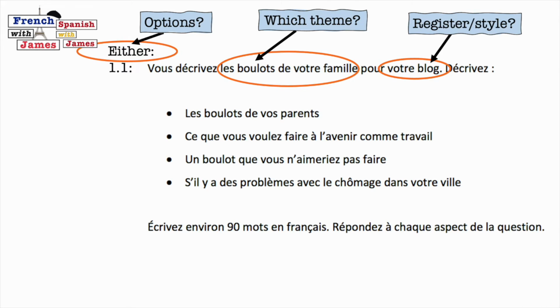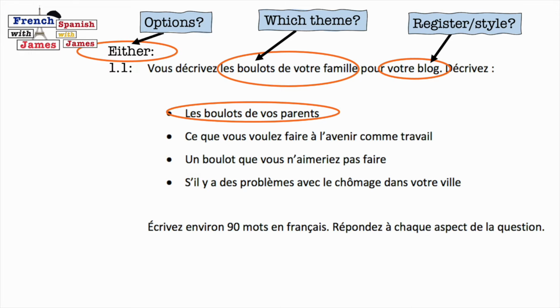So once you've picked which one you're going to write, have a look at that very first line, because it will tell you something like you're writing a blog, or you're writing an email or a letter to a friend, and that should help you decide what sort of language you're going to use and how you're going to open your writing.